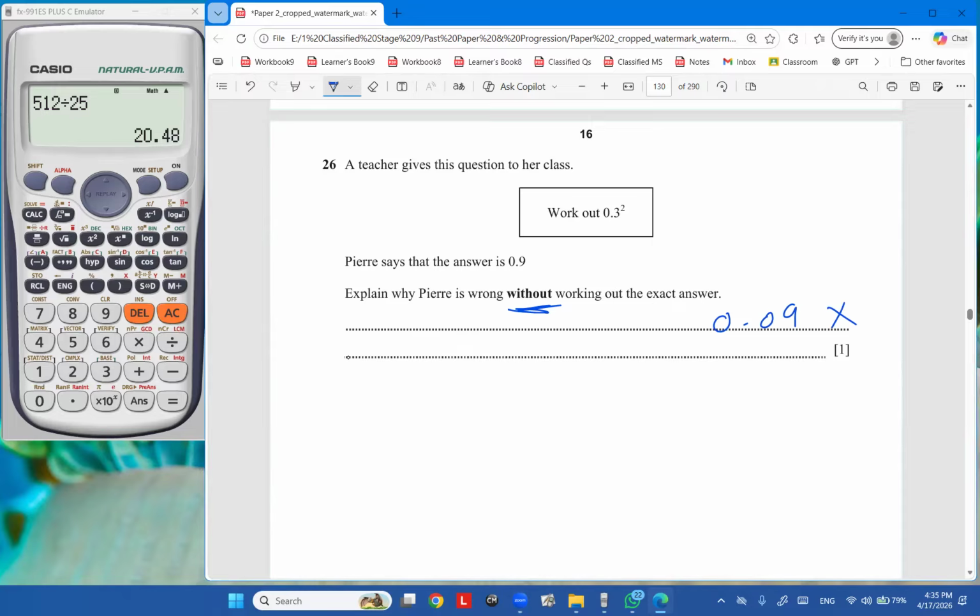You're supposed to say, his answer must have two decimal places, because I know 0.3 multiplied by 0.3, I'm going to have two decimal places in the whole question. So must have two decimal places.